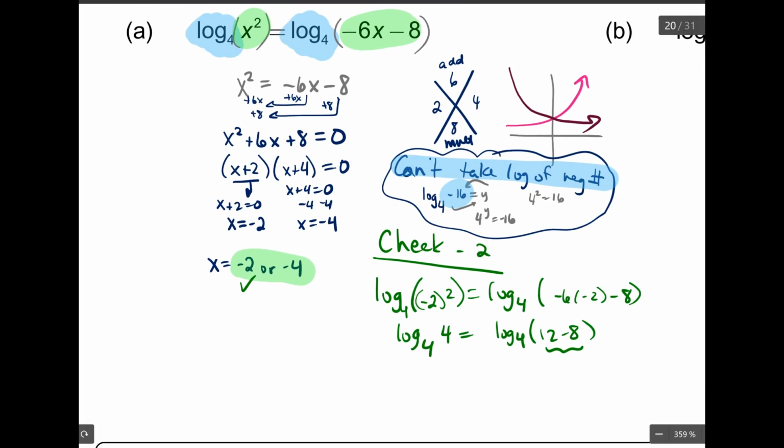But I also need to check my negative 4, because what happens if my negative 4 makes it negative inside here? It won't be one of my solutions. It'll be extraneous. It'll be extra. I'll cross it out. I meant to check negative 4. So log base 4 of negative 4 squared should equal, so I'm plugging in, I'm seeing if the inside actually turns negative or not. Negative 6 times negative 4 minus 8. So I have log base 4 of 16.